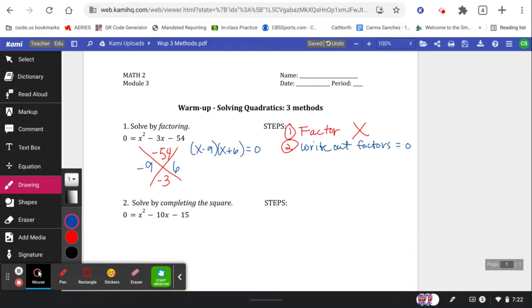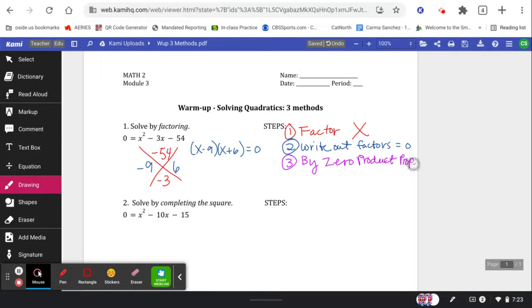And then by the zero product property, we can say that each of these factors might be equal to 0 because their product is 0.